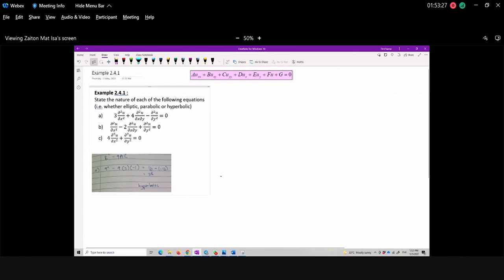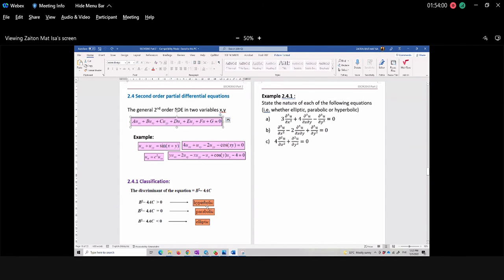Level 2.4.1a. Okay. So, we need to calculate B square minus 4AC. So, which one is B? Just pick one. This is B, this is A, this is C. Okay. So B is 4, 4AC, 4 times A is 3, C is minus 1. So, you get 28. So 28 means that it is greater than 0. So, greater than 0, hyperbolic. Right.